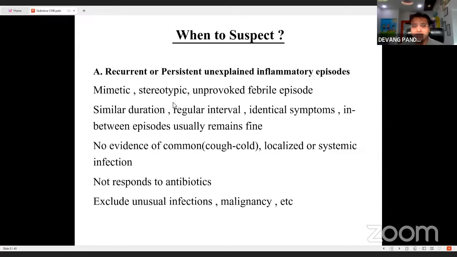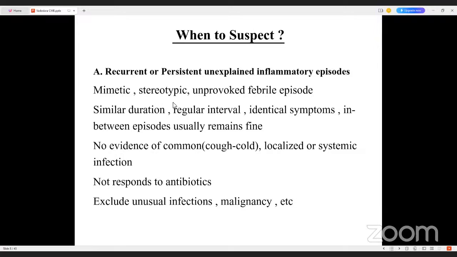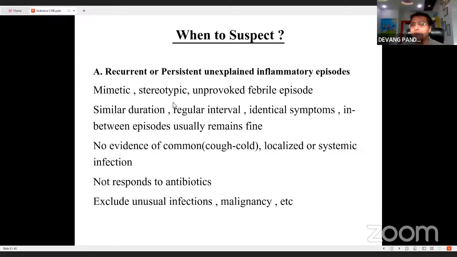Usually these episodes do not respond to routine antibiotics. And as we discussed, we have to exclude unusual infections and malignancy. This is an important clue for which type of febrile episode we should suspect autoinflammation.